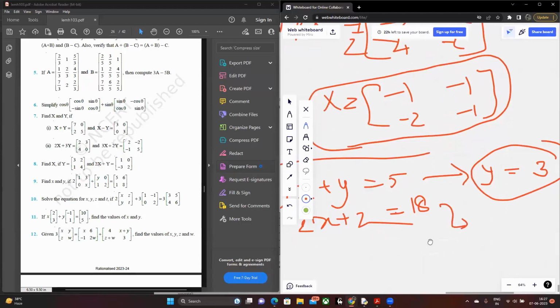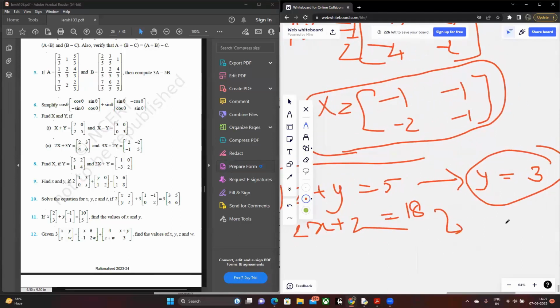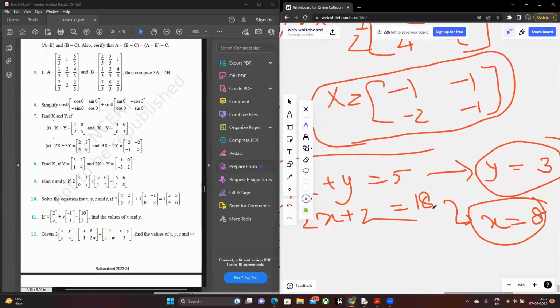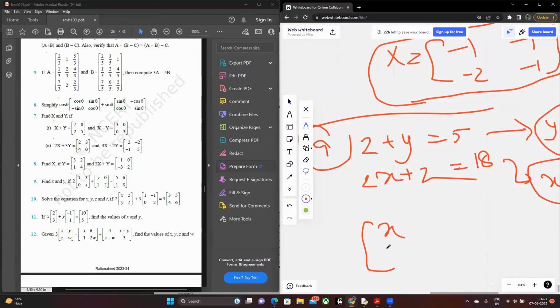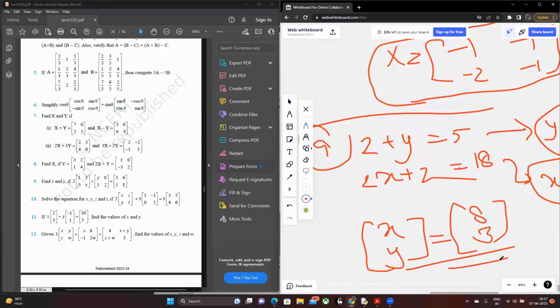From here, you get that 2x is equal to 16 or x is equal to 8, right? So you have the matrix XY is equal to 8, 3. That is question number 9.